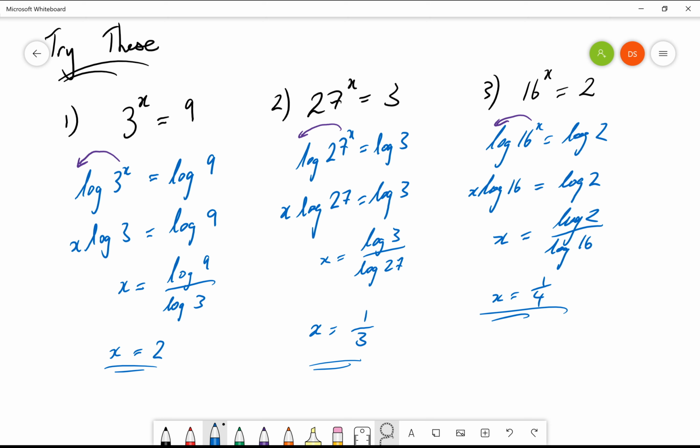And you could probably do this without going through the algebra because you should know that 3 to the power of 2 gives you 9, 27 to the power of 1/3 gives you 3, and 16 to the power of 1/4 gives you 2. But hey, this is how you do the algebra to make x the subject. And that's what I'm looking at. What is the algebra that makes x the subject?